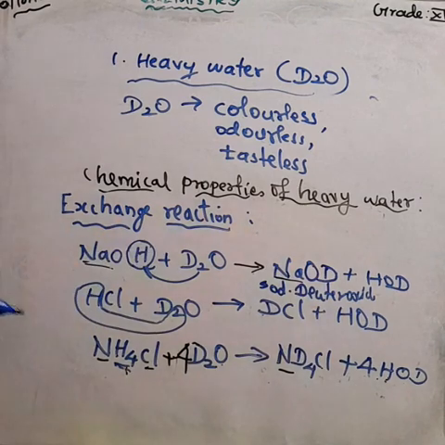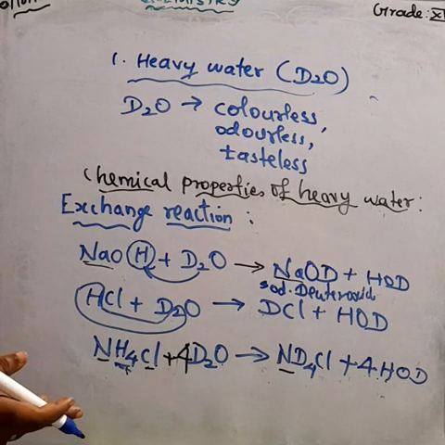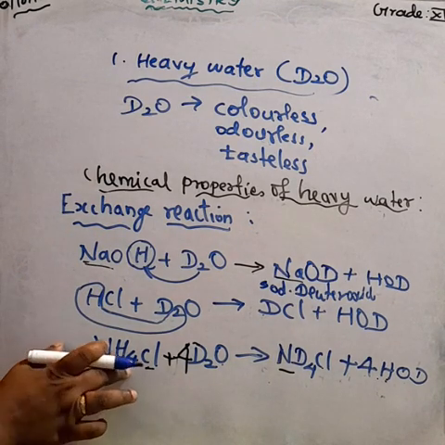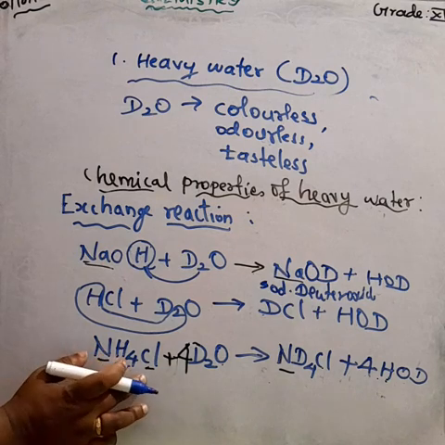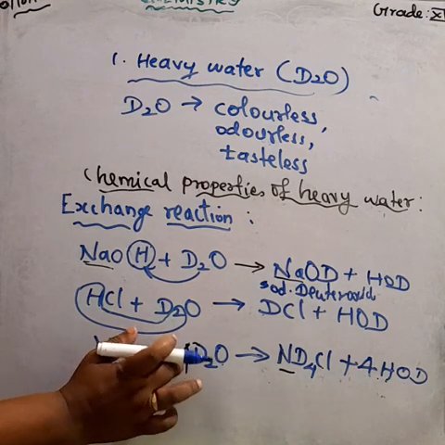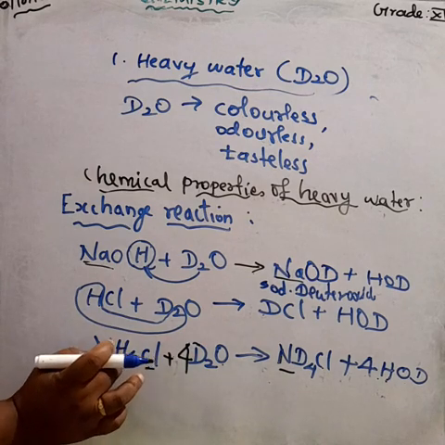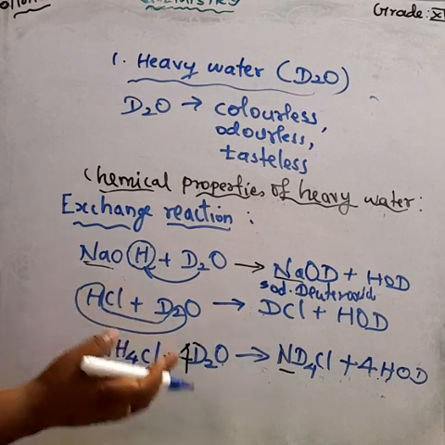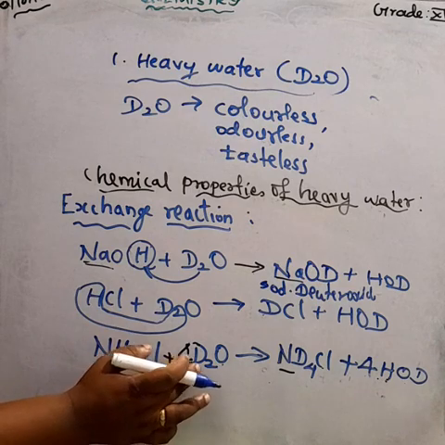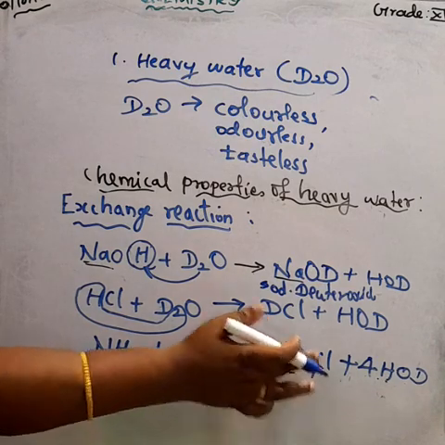And another exchange reaction: NH4Cl, ammonium chloride, when treated with deuterium oxide, heavy water, the 4 hydrogen atoms present in the ammonium chloride are replaced by 4 deuterium atoms. So ND4Cl, what is the name of this compound?